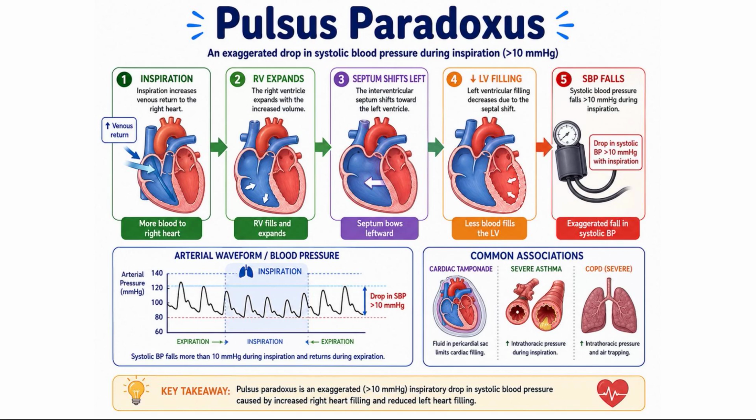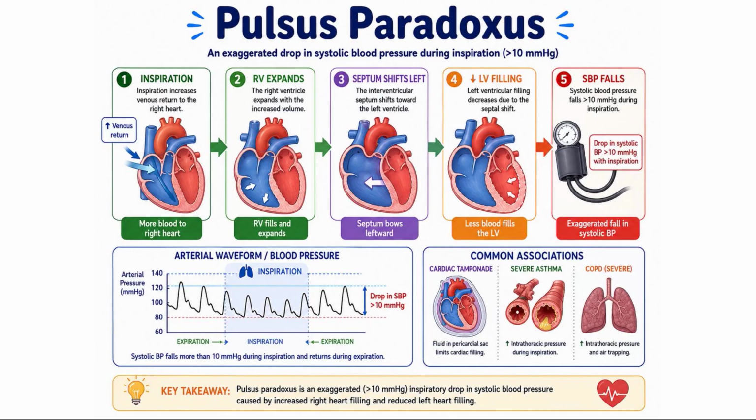Let's actually understand pulsus paradoxus, not just memorize it. It's an exaggerated drop in systolic blood pressure during inspiration, more than 10 millimeters of mercury. Here's the chain. Inspiration increases venous return to the right heart. The right ventricle expands. That expansion pushes the interventricular septum leftward.